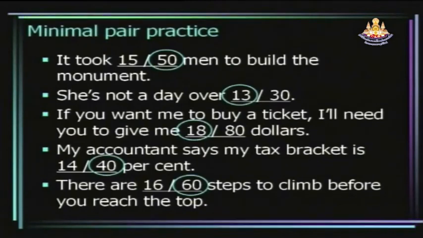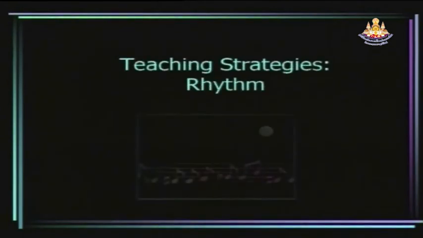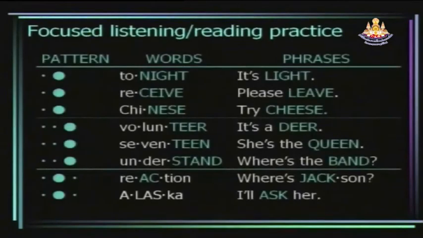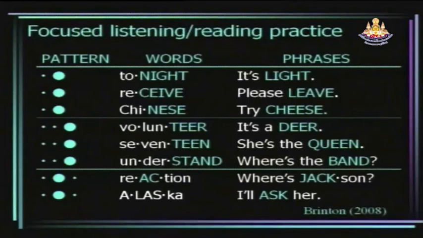Okay, just a few more teaching strategies for rhythm. One is to practice again the difference between words and phrases, like we did before. Tonight, it's light. Receive, please leave. Chinese, try cheese. Volunteer, it's a deer. 17, she's the queen. Understand, where's the band? Reaction, where's Jackson? Alaska, I'll ask her. I'll let you practice those at home, but these are very nice practice sentences for students.